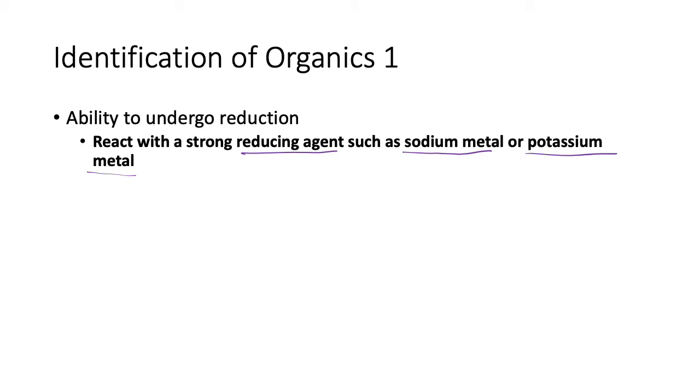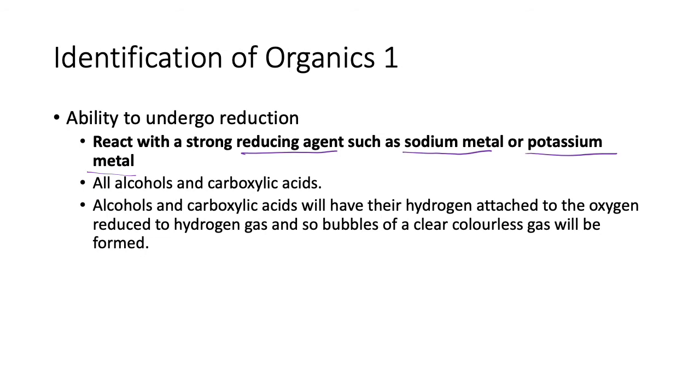All right, so that's a reducing agent, and this will identify all carboxylic acids and alcohols, or it's not identifying it all. This reaction will occur with our alcohols and carboxylic acids. All right, the hydrogen attached. Okay, so the hydrogen attached on the OH group or the COOH group, that hydrogen there, will reduce to hydrogen gas, so the bubbles of a clear colorless gas will be formed. Okay.